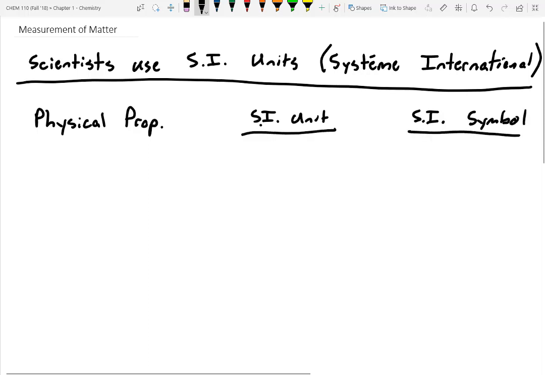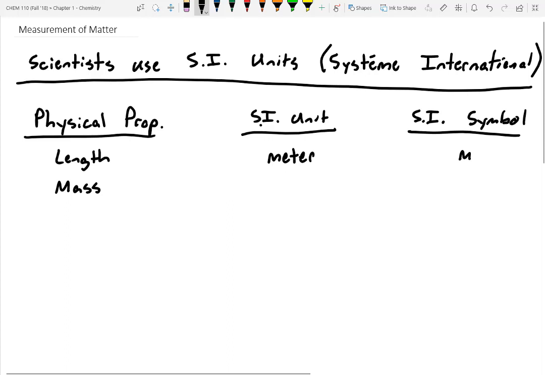Okay, so a couple days ago we went over physical properties. We said you can measure something's length. How do we measure length internationally? Not in the US, so not yards, not inches, meters, absolutely. So internationally, we measure things in meters. And the symbol for meters is easy to remember. It's lowercase m.